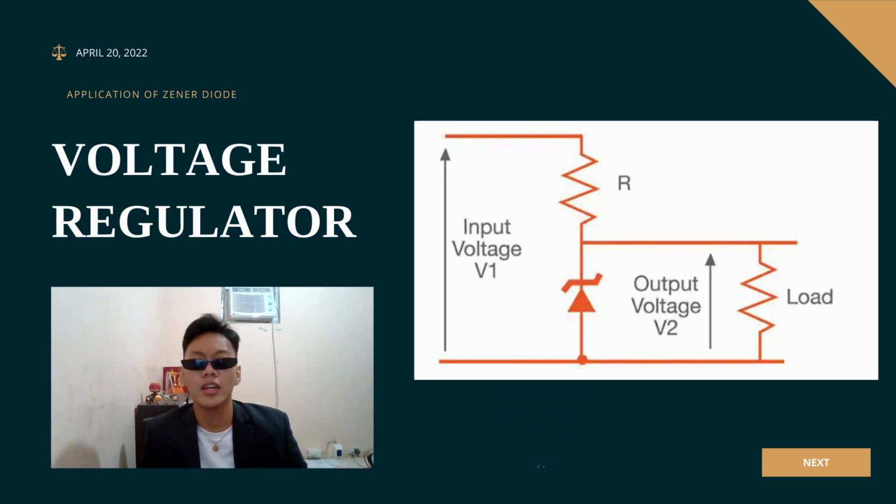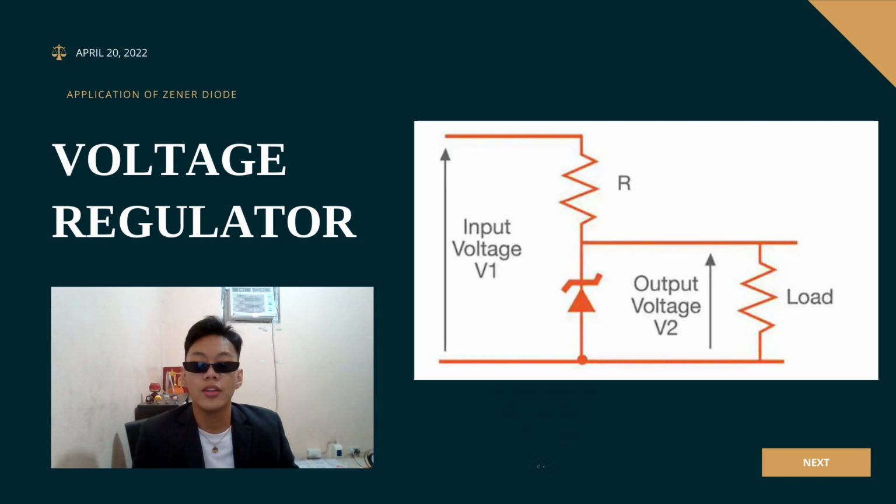The voltage regulator is one of the applications of the Zener diode. From the term itself, a voltage regulator is used to maintain a constant DC output voltage. An ideal regulator would output a constant voltage regardless of input fluctuations or variation of load current.